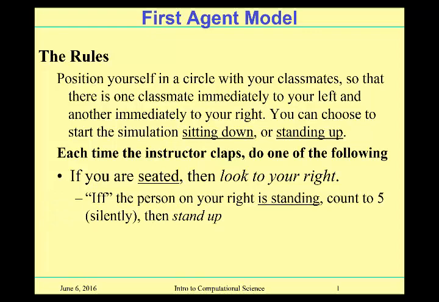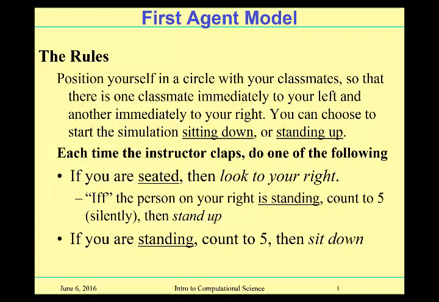And this IFF stands for if and only if, it's a computer term. If and only if the person on your right is standing up, then you're going to count to five silently in your head. 1, 2, 3, 4, 5. And then you're going to stand up. On the other hand, if you are standing, you're going to count to five, and then you're going to sit down.